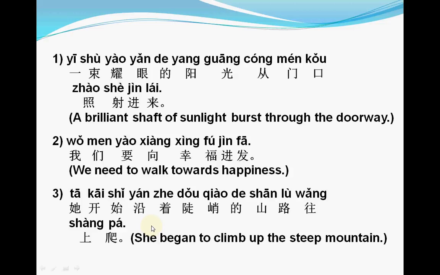Okay, next. 他开始沿着陡峭的山路往上爬. 他, he. 开始, begin. 沿着, along. 陡峭的, steep. 山路: 山 means mountain, 路 means road, mountain road. 往上: 往 means toward or to, 上 means up. 爬, climb.